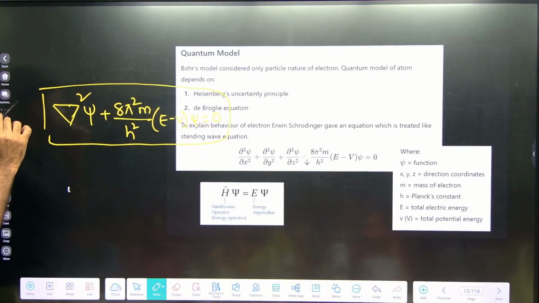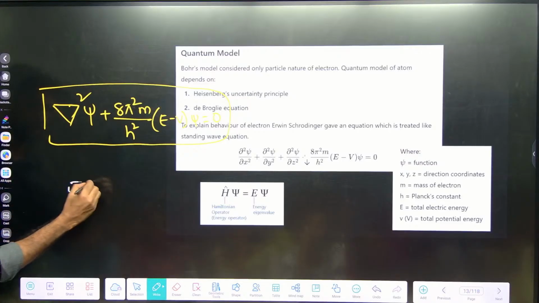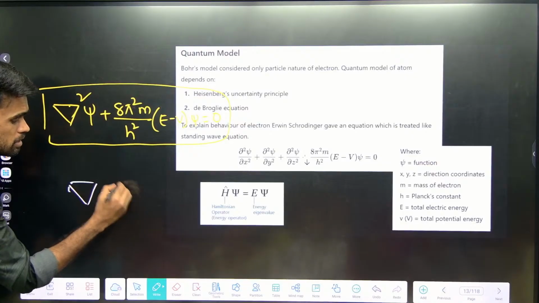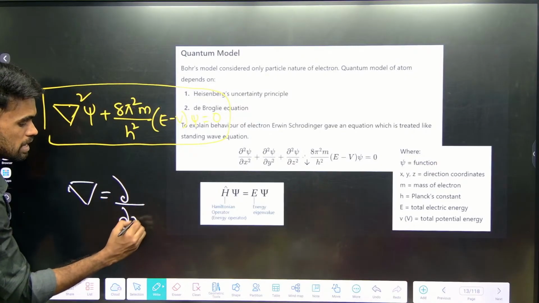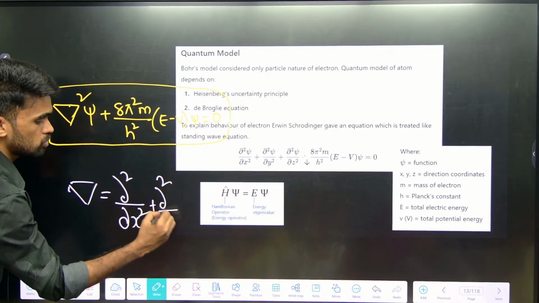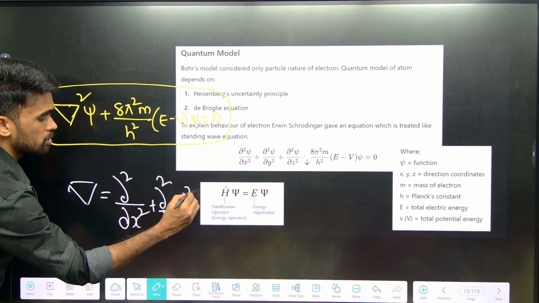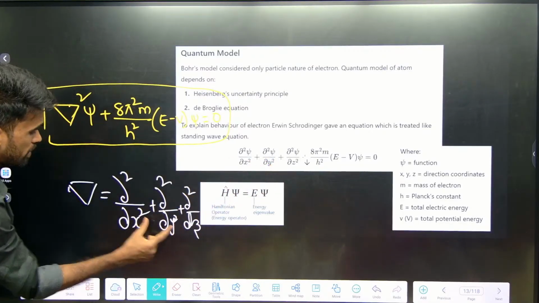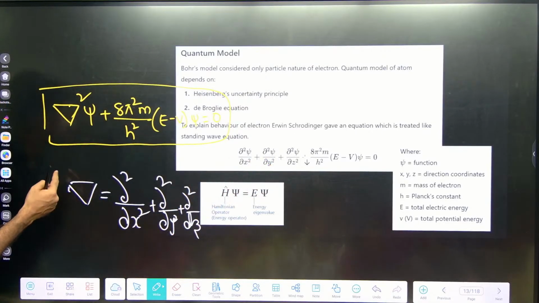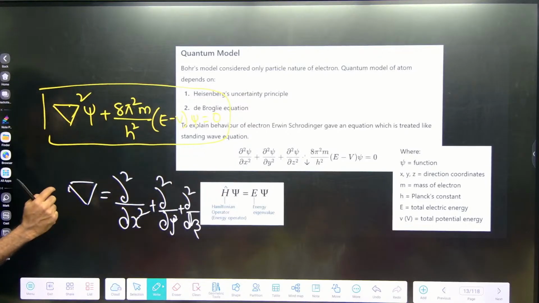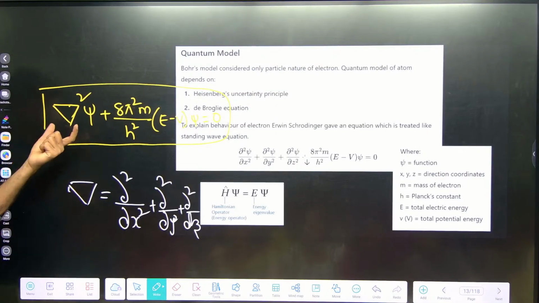What is that called? Schrödinger equation. Now, sir, why did you put this del box here? You might be having that doubt. This is nothing but a mathematical expression like this: dou square by dou x square plus dou square by dou y square plus dou square by dou z square. This is all they have used, so I have simplified it like this. This box indicates all those dou square by dou x square terms. You can remember it in this way.